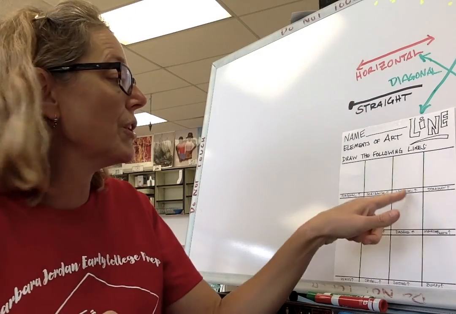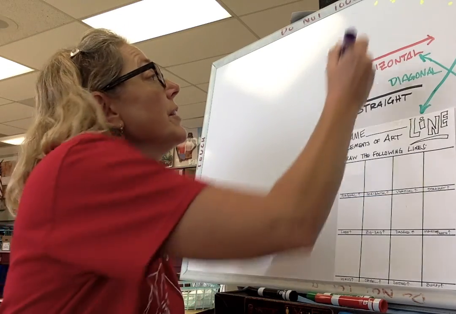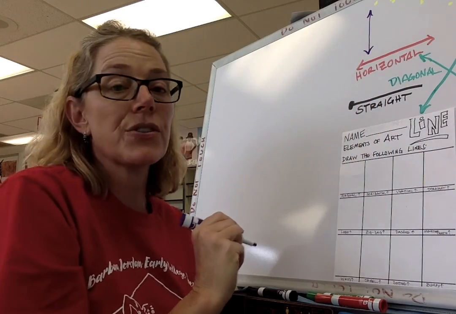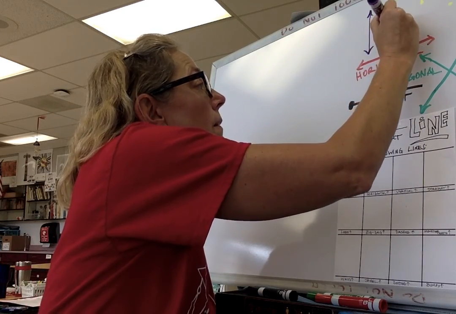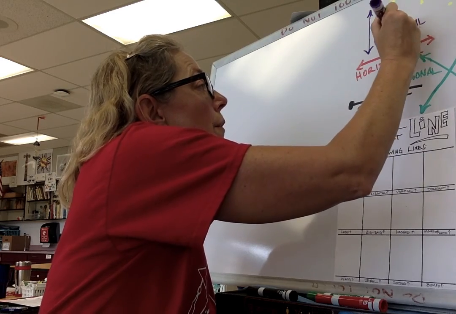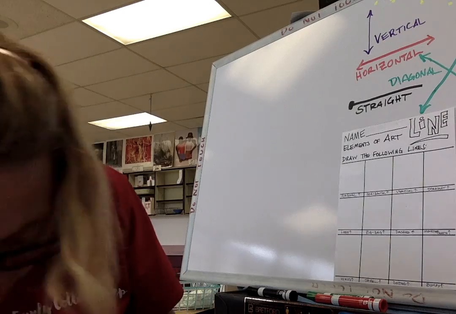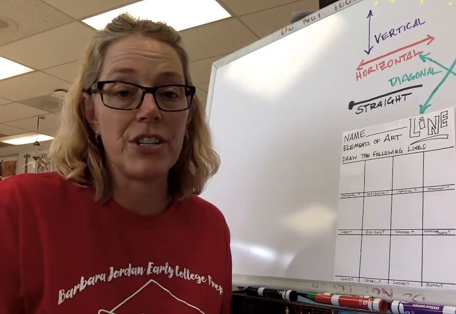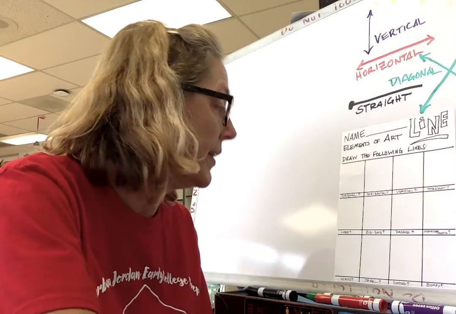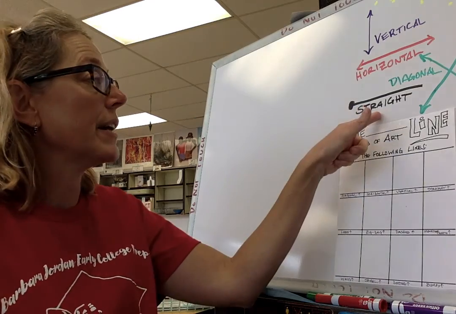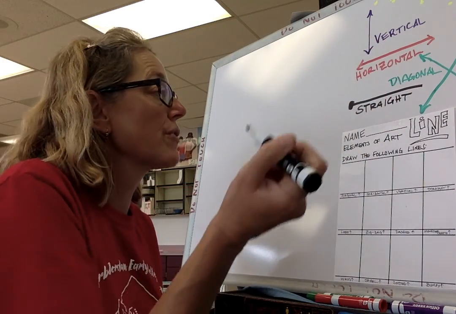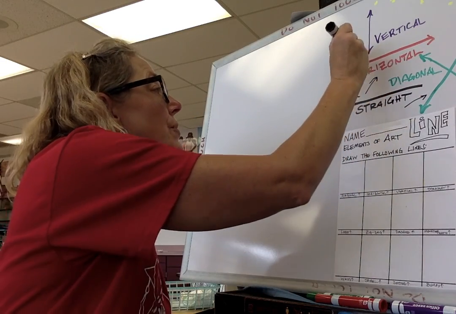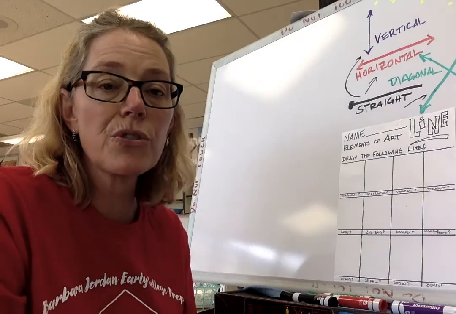All right, next one says vertical. Vertical goes straight up and down. And again, it's also a direction. Okay, we got it all in there, and I dropped my lid. There we go. So those are our directions: vertical, horizontal, diagonal. Now we talked about straight lines, but these are all straight lines too. So a straight line can be any of these. It's also horizontal, it's also diagonal, it's also vertical. So those are all straight lines.